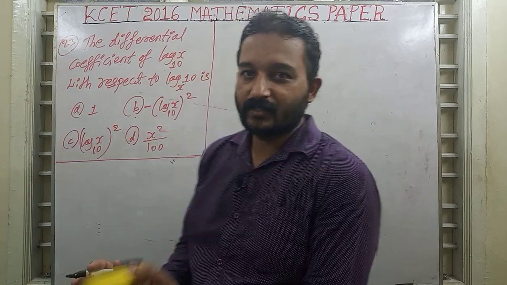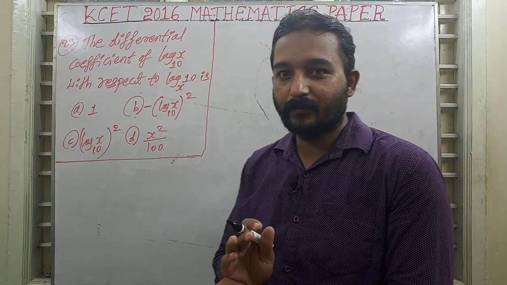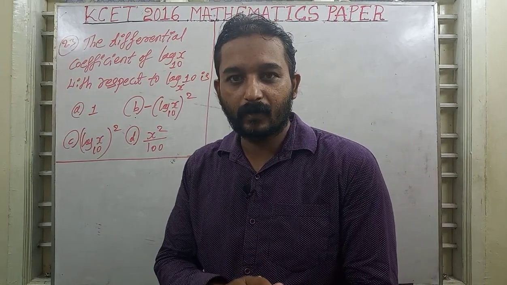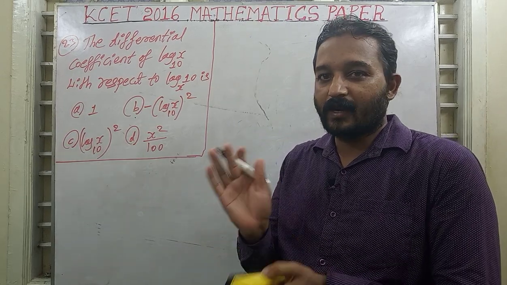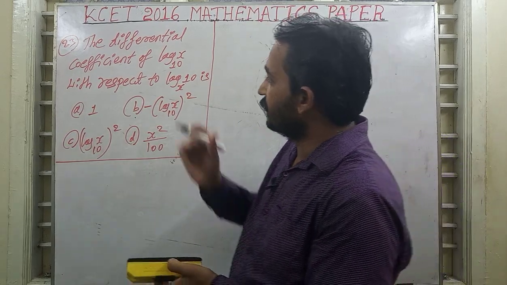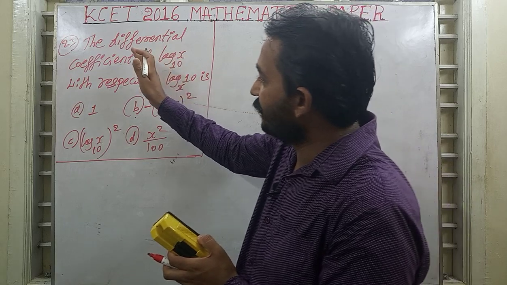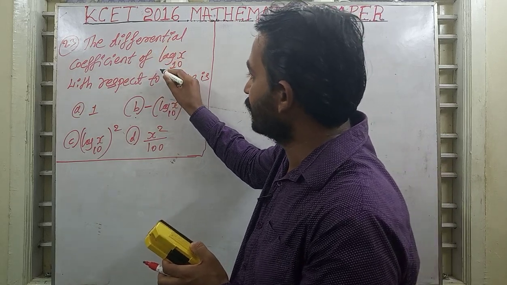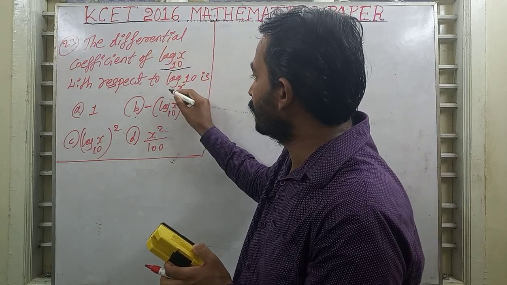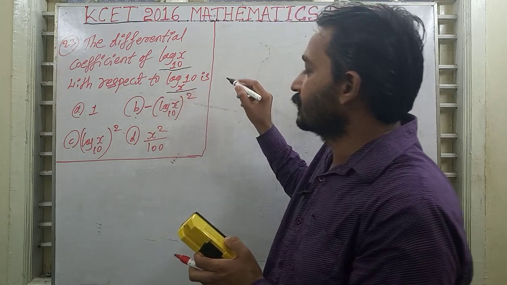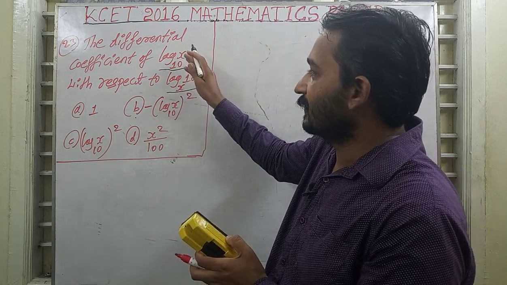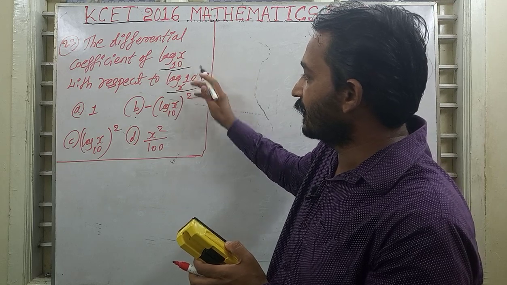Now let us move on to the next question, question number 23. This question is based on the chapter differentiation, particularly differentiation of parametric functions. Let us see the question. Find the differential coefficient of log x base 10 with respect to log 10 base x. So u with respect to v. This we take as u, this we take as v.